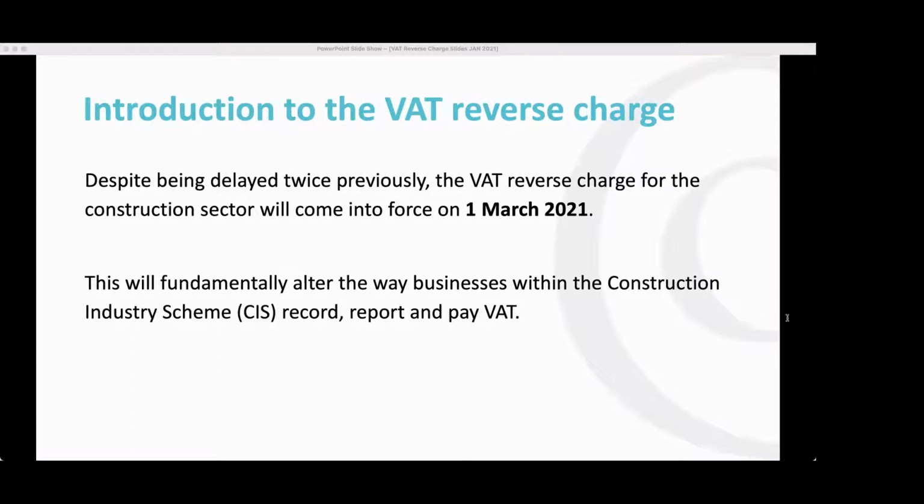The CIS reverse charge is formally known as the domestic reverse charge for building and construction. Similar VAT reverse charges have been employed in the past to deal with the issues of missing trader fraud between certain goods supplied from overseas businesses and have been found to be effective. This is what has prompted HMRC to implement these changes within the construction sector.